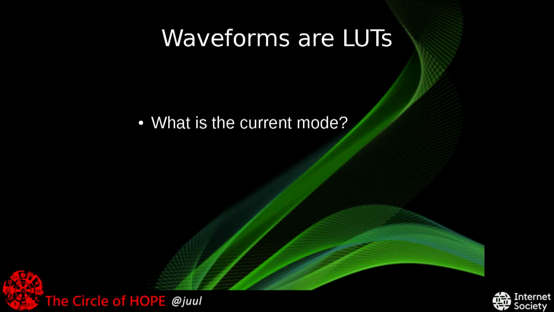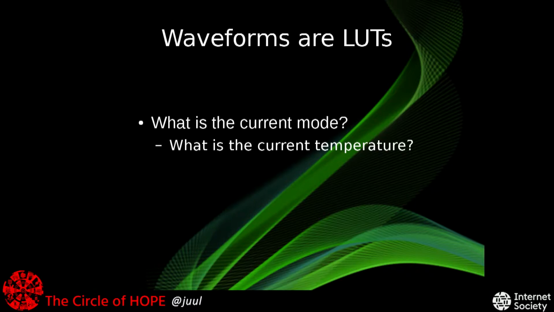So waveforms, it turns out, are lookup tables. The way they work is you ask the lookup table, hey, what's the current mode? It turns out waveforms support different kinds of update modes. And these electronic paper displays are actually temperature dependent because it's particles moving through an oil. The viscosity of the oil and the speed at which the particles move changes depending on temperature. So you need to have a temperature sensor and know what the temperature is.